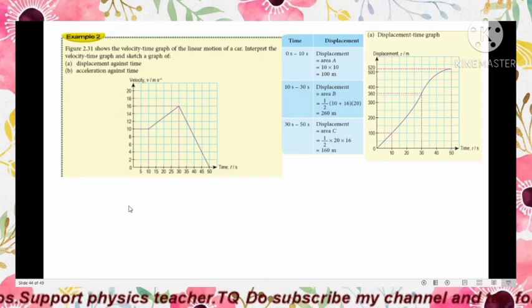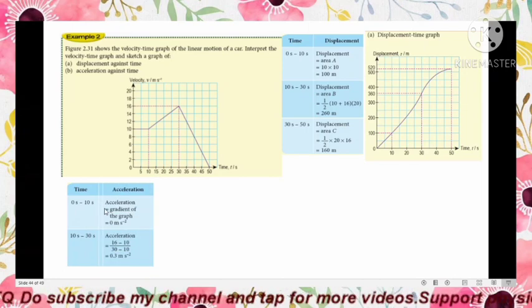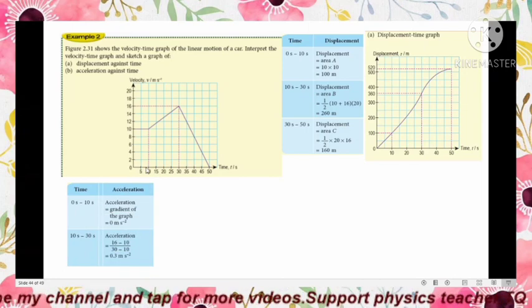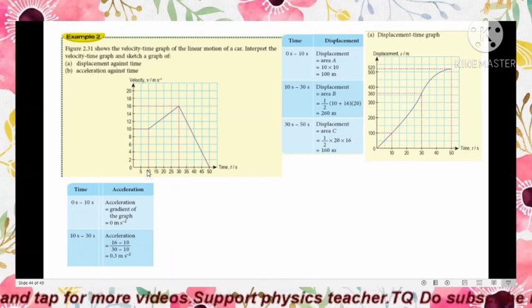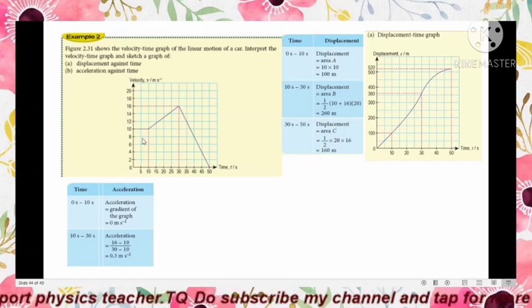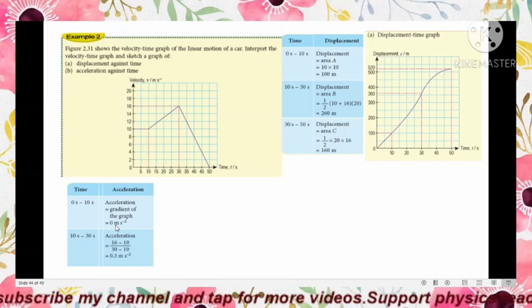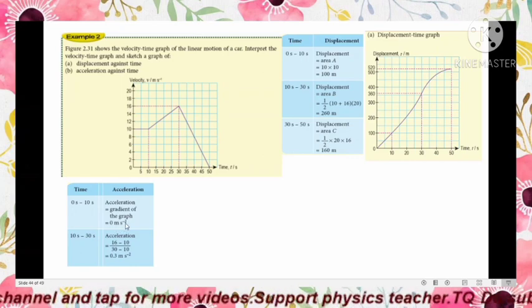Okay, now look at part B. Same thing, we want to determine acceleration for all this section. 0 to 10 seconds, acceleration equals to gradient. As you can see here, gradient equals to 0. Thus, acceleration equals to 0 meter second to the power negative 2.